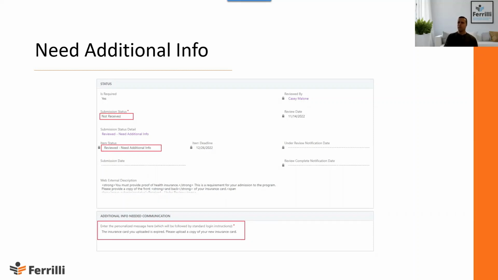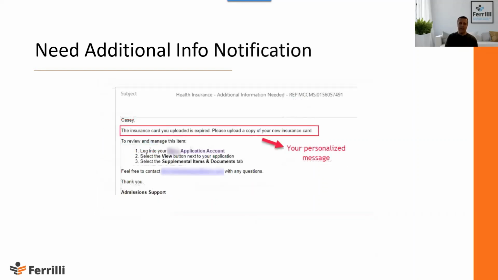Upon filling this out and saving this record, as long as that item status is set to needs additional information and we've got some text in this personalized message, as we save out the record, this is going to trigger an email notification to the student with our personalized message included. Now, here is what that personalized message looks like.